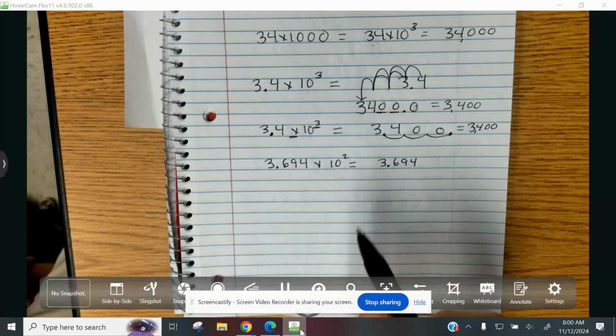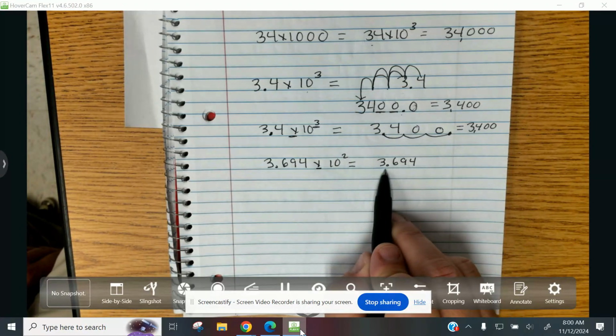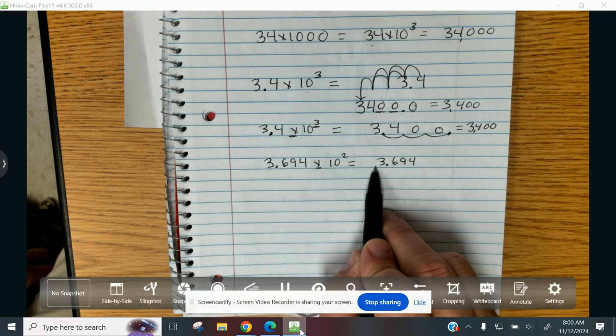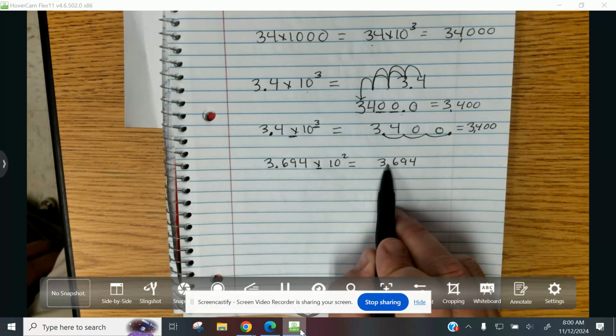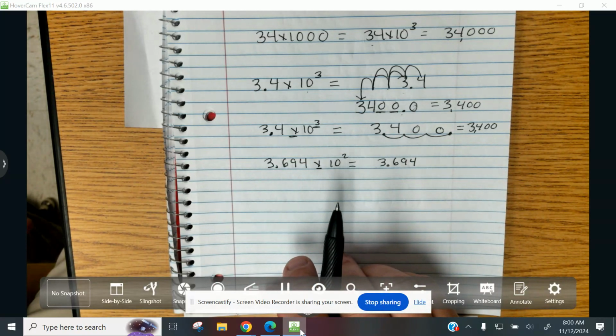Now I know I'm multiplying. So I know I want my decimal to move. Let's see. If I go this way, that's 0.3. I don't want that. I'm multiplying. I want to get bigger. So I'm going to go this way. That's 36. That's the way I want to go. So I kind of established where I want to go.